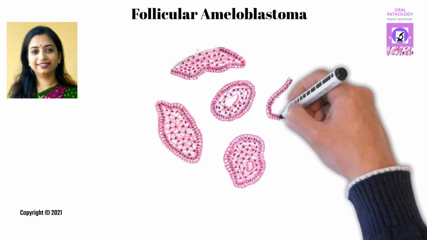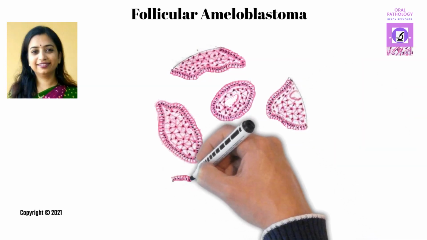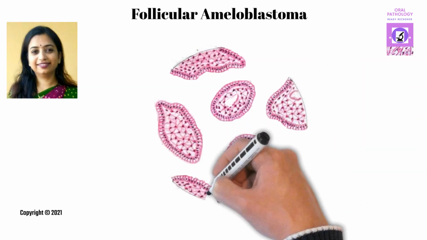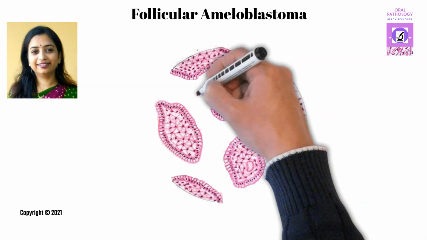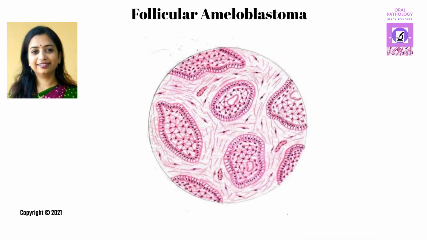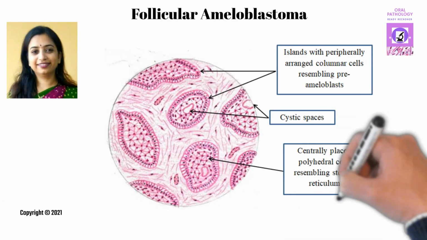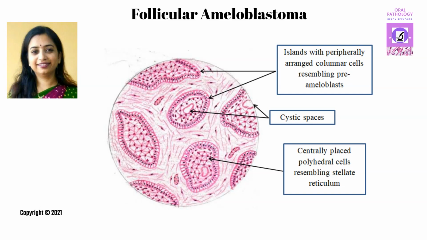While the center of these islands shows the presence of star-shaped cells with interconnecting delicate cytoplasmic processes. Now these islands and follicles are surrounded by mature connective tissue stroma. Sometimes you can see a cystic degeneration of the stellate reticulum-like cells, leading to the formation of cystic spaces within these follicles and islands.